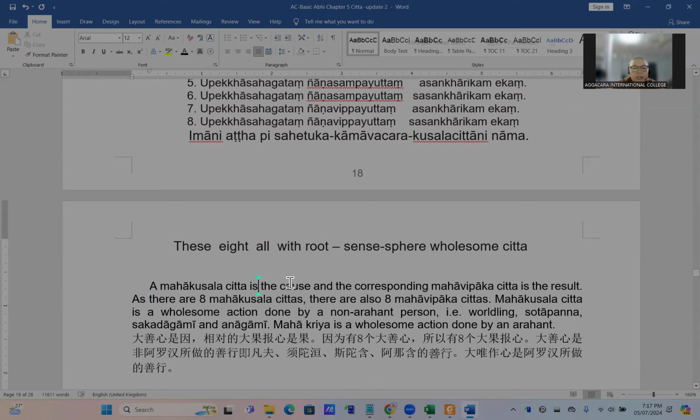So one Mahakusala Citta is the cause. That means when you do one good deed, it will have a result. The result will be called the Mahavipaka Citta. Because there are 8 Mahakusala Citta, there will definitely be 8 Mahavipaka Citta. Mahakusala Citta is a wholesome action done by a non-arahant person: somebody not enlightened yet, or Sotapanna, the first stage, Sakadagami, the second stage, Anagami, the third stage. Arahant is the fourth stage. So Mahakriya is a wholesome action done by an Arahant, the fourth stage.